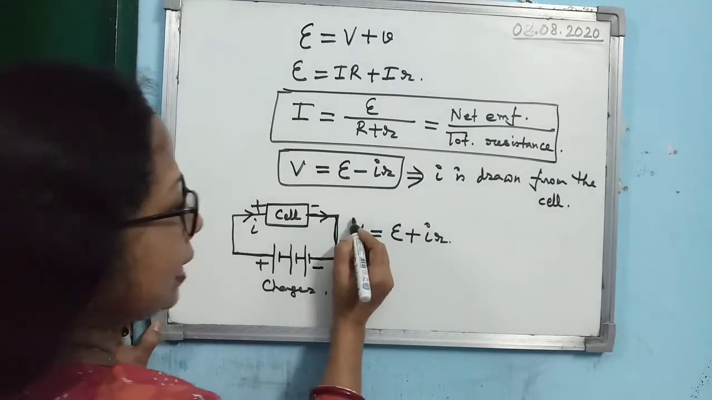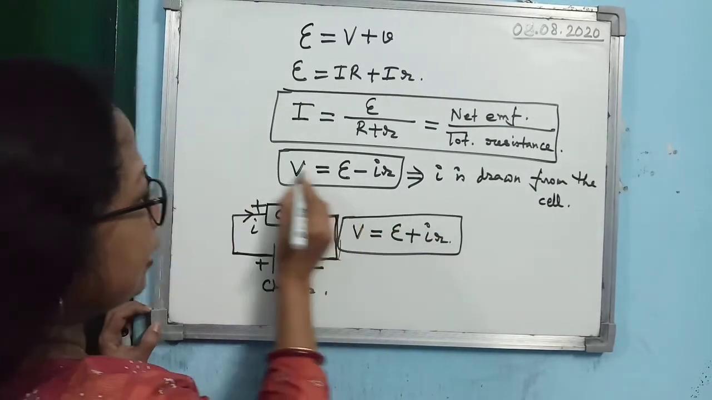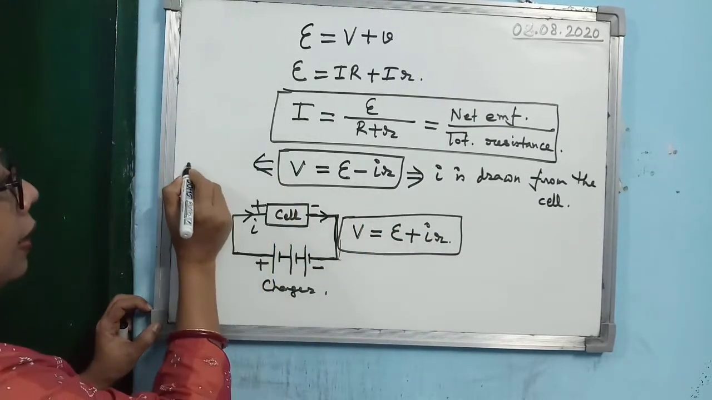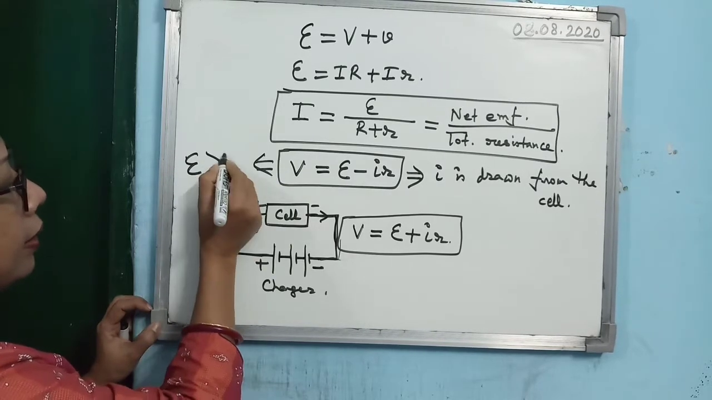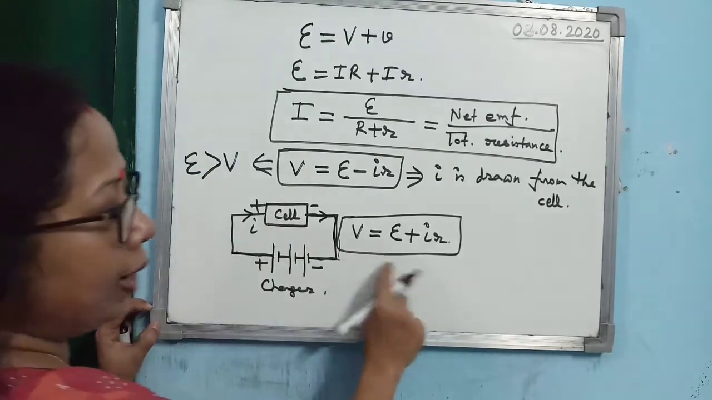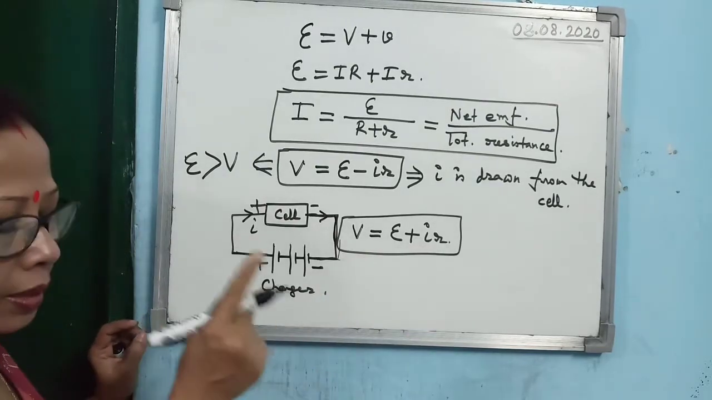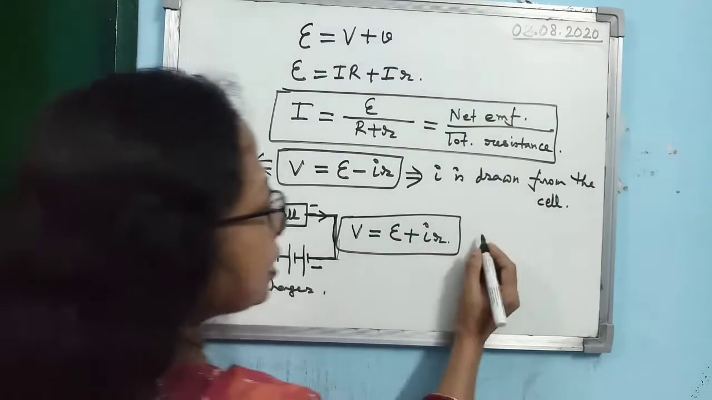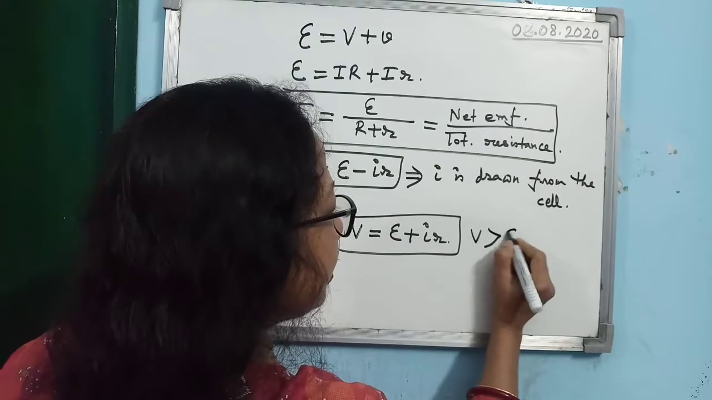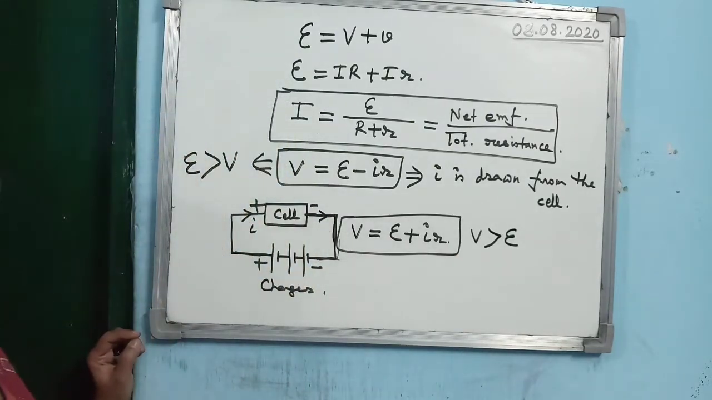So you see, in this case, what are you getting? That terminal EMF is greater than terminal PD. But when the cell is recharged, then what is happening? Terminal PD is greater than the EMF of the cell.